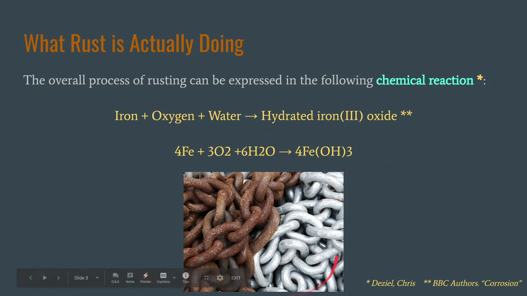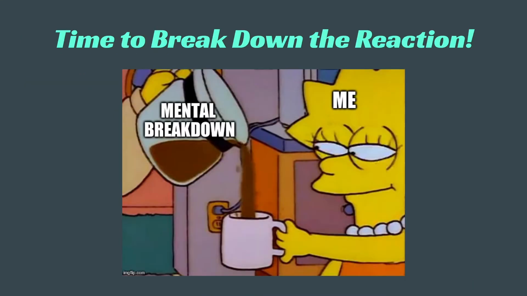Here's a quick example of some rust in day-to-day life with a chain before and after rust. And we know now that this will contain some sort of iron or iron alloy to be able to rust. And now it's time to break down the reaction. A chemical breakdown.